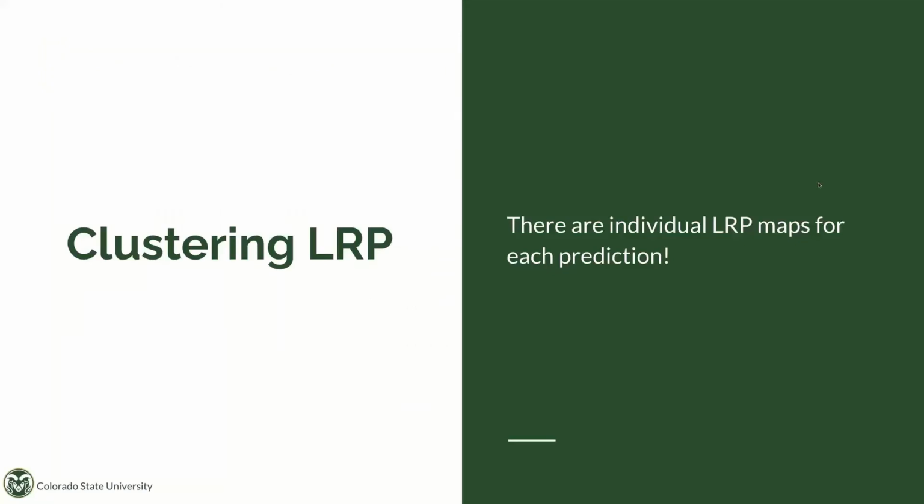So what's really cool about layer-wise relevance propagation is that for each individual input that we put into our network, we get a unique relevance map for it. So each prediction has its own relevance map. So what we can do is apply clustering to these LRP maps to understand if there are many types of relevant structures that lead to our enhanced prediction skill.